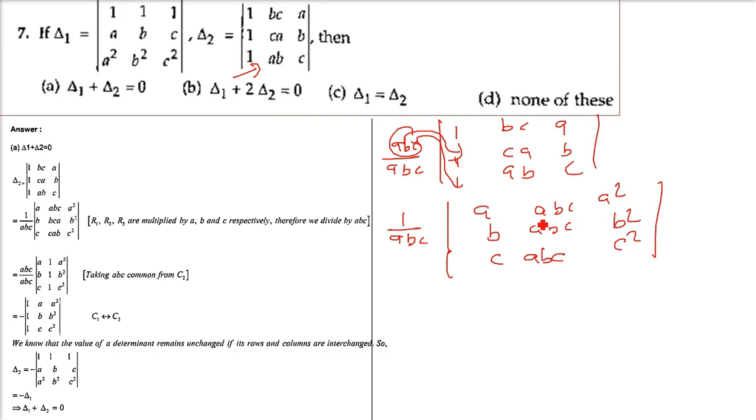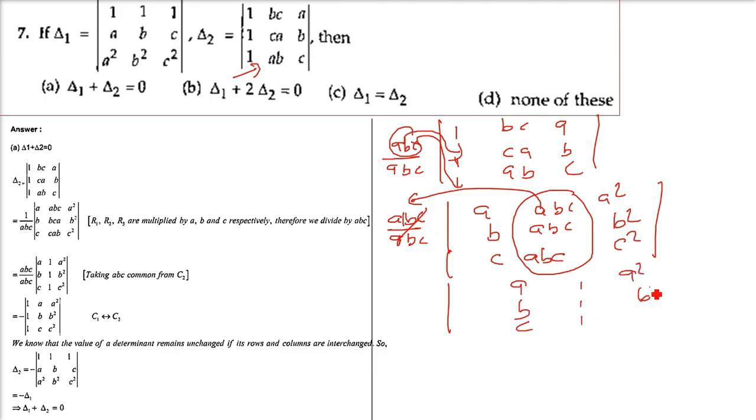Now let us take A, B, C common from the second column. Already ABC was in the denominator, so just cancel it. So you get A, B, C, 1, 1, 1 and A square, B square, C square. Now just change column 1 to column 2, which means exchange column 1 and column 2. And we always remember that when we exchange two rows or two columns, we have a negative sign outside.